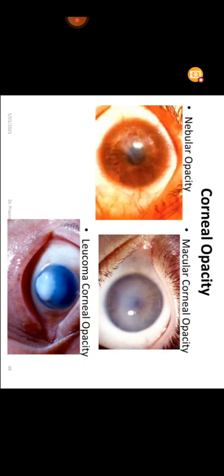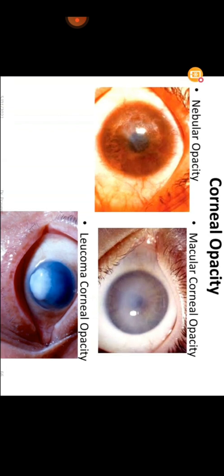Okay. Now check for the transparency of the cornea. You check the transparency by seeing the presence of opacity. You can see some nebular opacities, like some mild opacities here, or it can be a macular corneal opacity, which has a more dense, more cloudy appearance, or it can be a leucoma. It can be a leucomatous corneal opacity, seen as a very thick area of opacity. So this is very important.